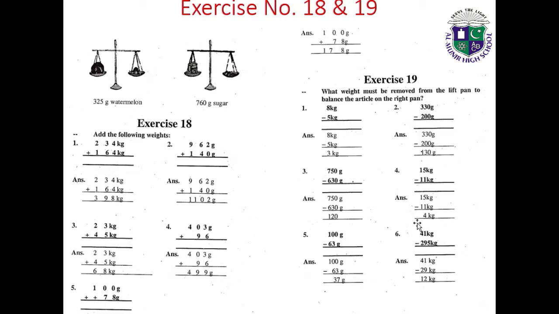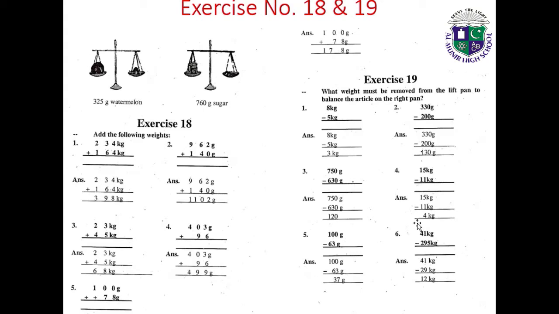The value of 330 minus 200 equals 130 gram. That is the amount left. Remaining amount 130 gram. 750 gram minus 630 gram: 0 minus 0, 5 minus 3, 7 minus 6 equals 1, so 120 gram. 100 gram minus 63 gram, we get the answer 37 gram. The value of 330 gram minus 200 gram leaves 130 gram.